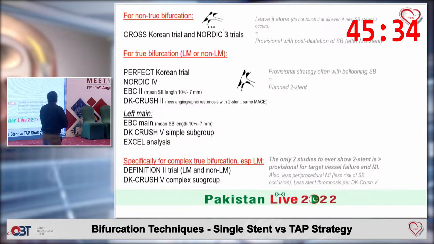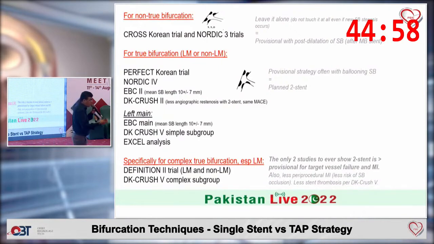In the two trials, DEFINITION II and DK Crush V, both Professor Chen's trials in which DK Crush was extensively used, we saw that the upfront two-stent strategy is preferable over a single stent strategy. Apart from that, for example, if it's a non-complex left main, a true bifurcation or non-true bifurcation, a provisional strategy always holds good and has got equivalent, even better results in most of the trials compared to the planned two-stent strategy, as was discussed in all these trials. So it's very important for you to consider a provisional strategy in non-left main, non-complex bifurcation lesions, and it has very good results over a period of time.